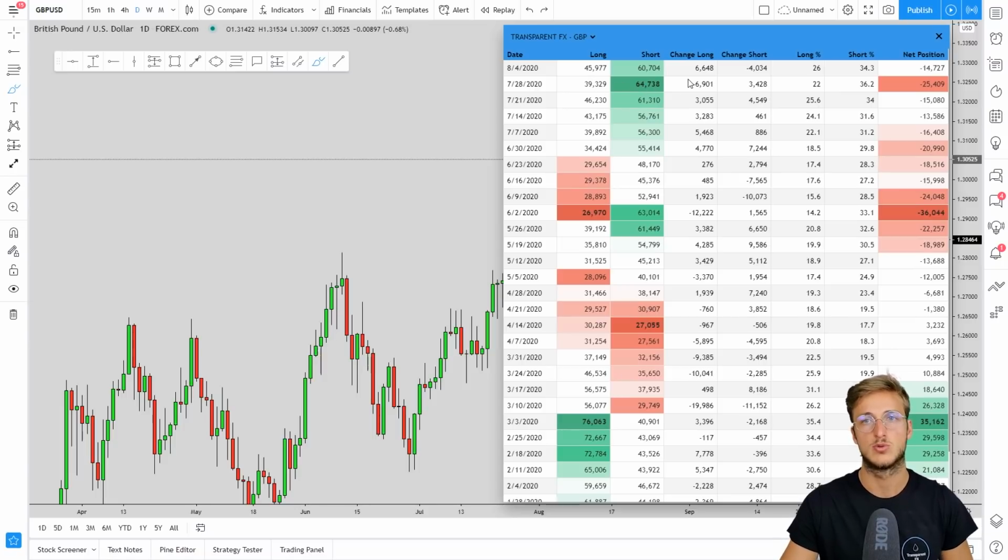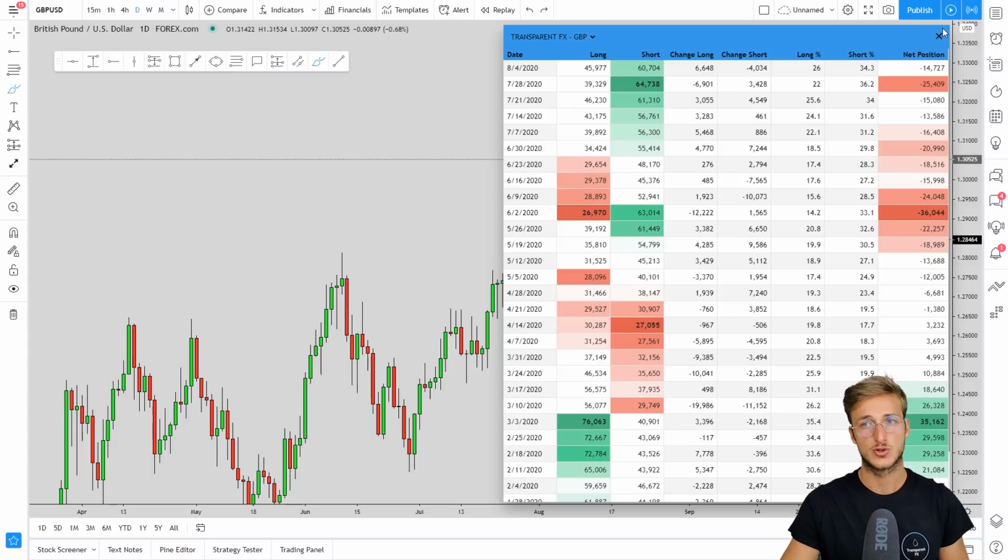Now with the last report, we can see something that is against our analysis. In fact, we can see that institutions have added 6.6K longs and closed 4K shorts. So institutions have been longing the pound with the last report, bringing net positions from minus 25K to minus 14K, with long exposure at 26% and short exposure at 34%.